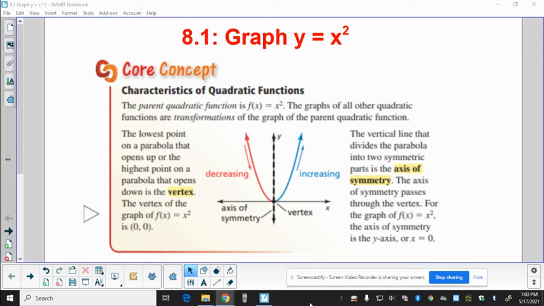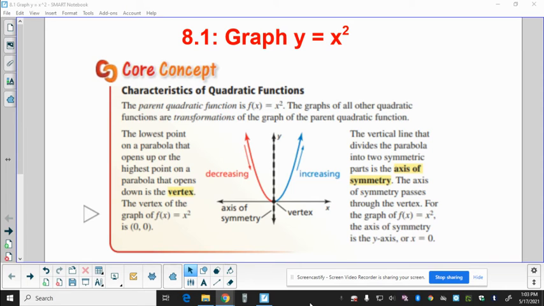Okay, everybody, today's topic is chapter 8. We're looking at the graph of y equals x squared. I want you to study that picture, and then we'll discuss further. Okay, so we're going to try to graph quadratic functions, which is what that equation is called if it's a degree of 2.